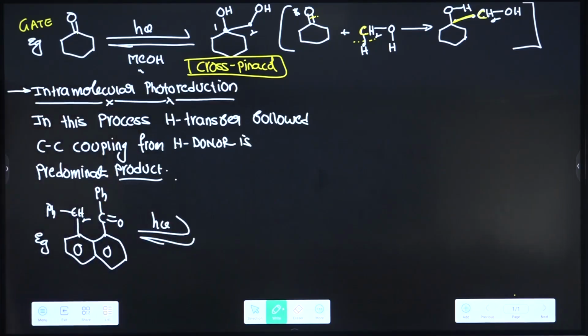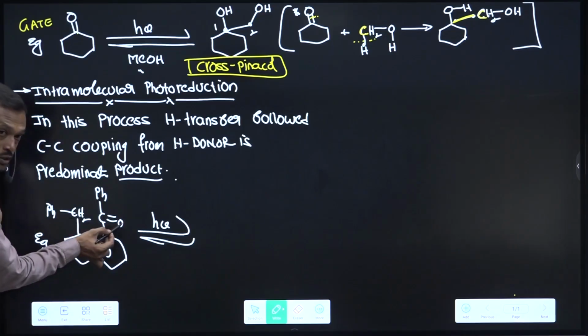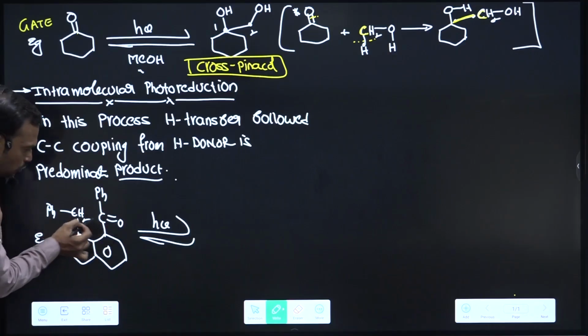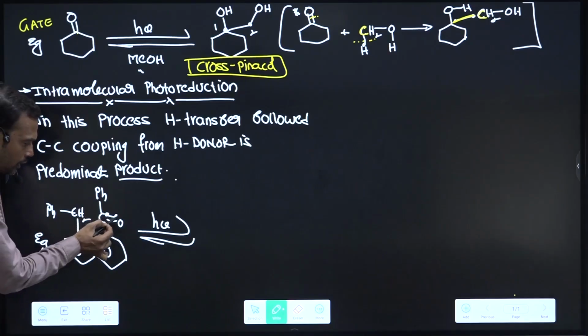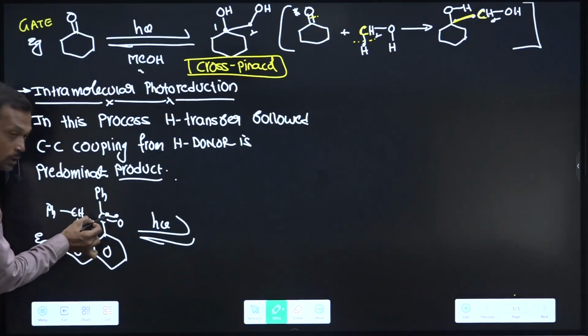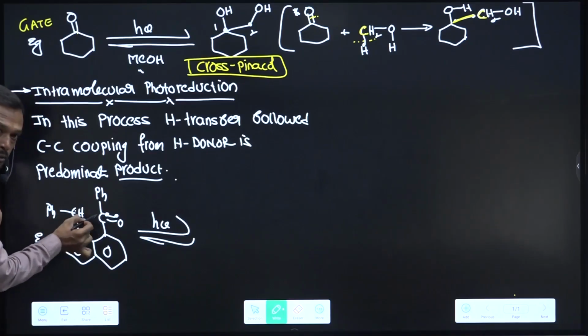Like this they will give; they won't give a separate hydrogen donor. Hydrogen donor present within the molecule is called intramolecular. Now, which is the hydrogen donor? This one. Now this carbon donates hydrogen to oxygen. When hydrogen is donated to oxygen, one radical is there here, and this radical takes hydrogen. Now does this carbon carry a radical or not? Now these two radicals combine together and form CC coupling.